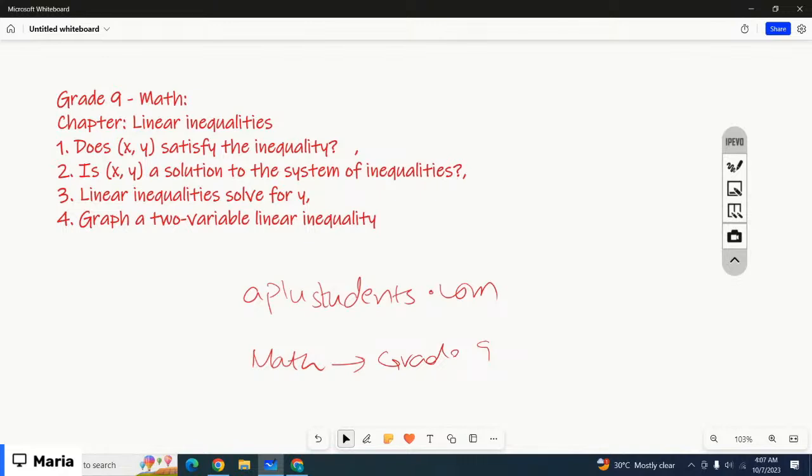The first lesson is, does (x, y) satisfy the inequality? The (x, y) given is a point, and you need to see if the point is a solution of the inequality. So how do we see if (x, y) satisfies the inequality? If you are given a point (x, y), how do we say if it satisfies the inequality?